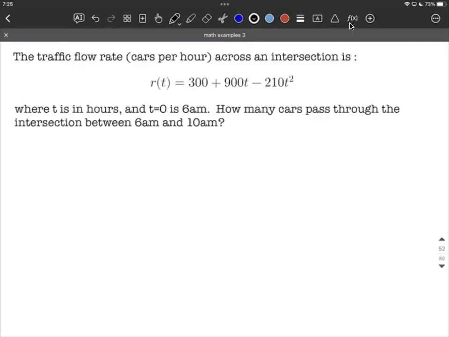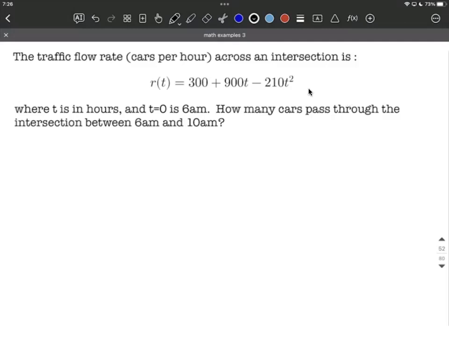Let's talk through this word problem that's a real-life situation where we have a traffic flow of cars per hour going across an intersection. Now, it's given by this kind of complex-looking function here, where we've defined t to be number of hours, where t equals 0 corresponds with 6 a.m. Our end goal is to figure out how many cars pass through this intersection between 6 a.m.